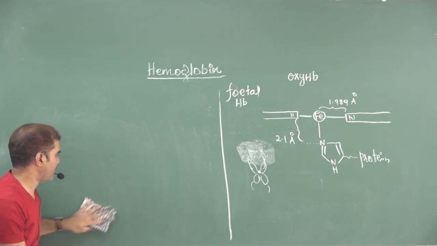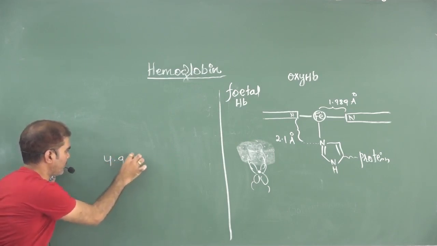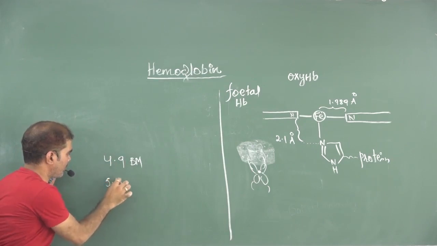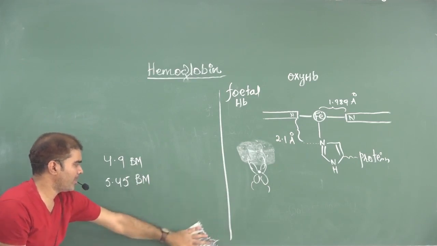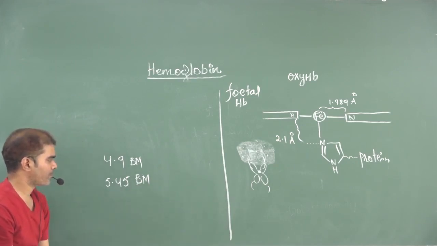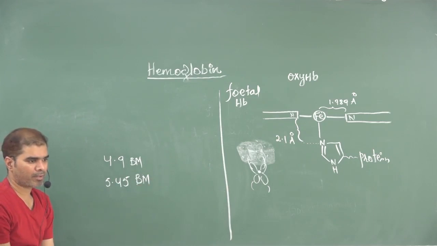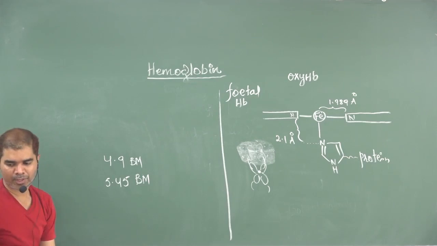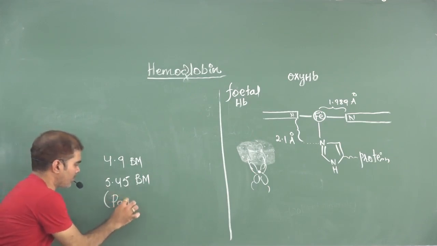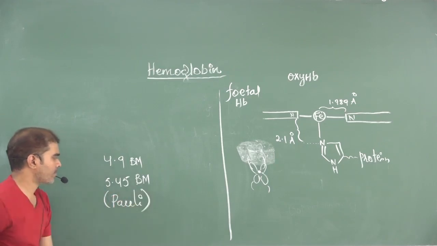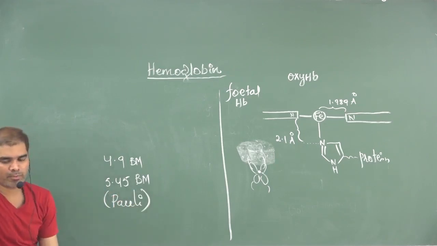Next, expected magnetic moment. Expected magnetic moment is 4.9 Bohr magneton, but found is 5.45 BM. This is according to Pauli. According to Pauli, it was found to be 5.45.